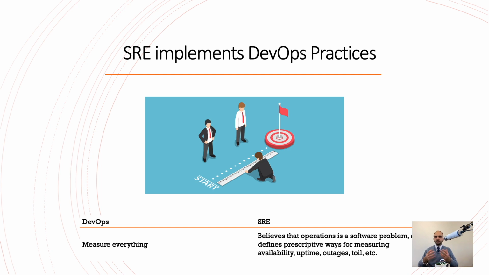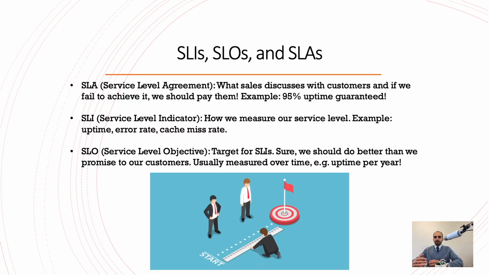DevOps says that you should measure everything. And SRE says that actually it's an engineering practice. Why not measure availability, uptime, outage, toil, and then maybe optimize the system for it? Let's go and find out how SRE implements each one of them with a good example. For example, here we are talking about the measuring part of DevOps. SLIs, SLOs, and SLAs. What are they?